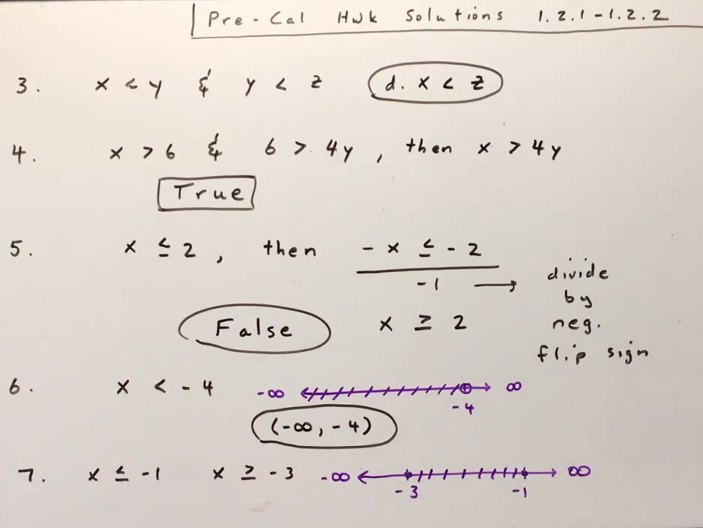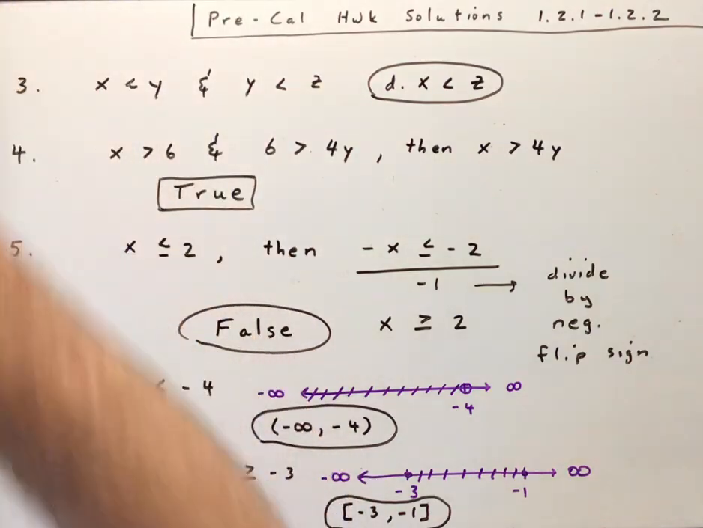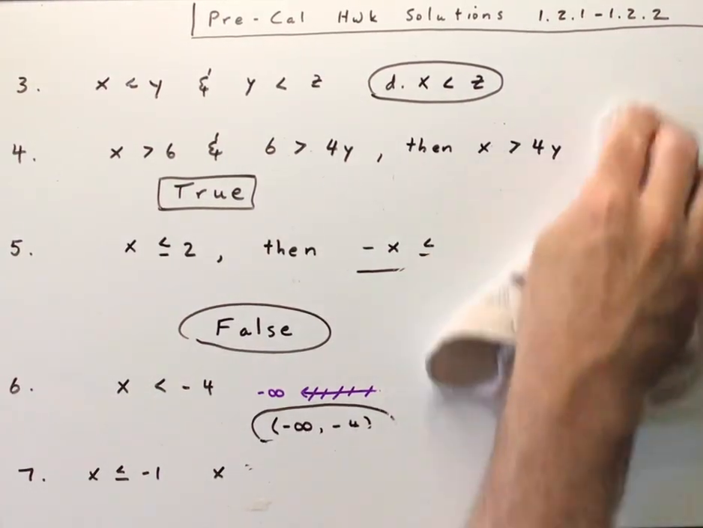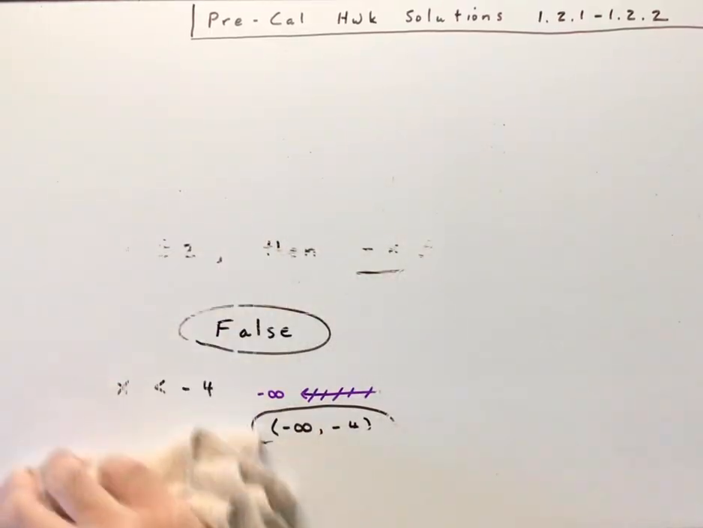So our interval is going to be a bracket, since we have the equal sign. Negative 3 goes on the left, negative 1 goes on the right. So that's our answer. If you're not sure which one, you always have the smaller number go on the left, the bigger number go on the right. So if you're not sure, do a line, and that might help you logically think your way through the interval.